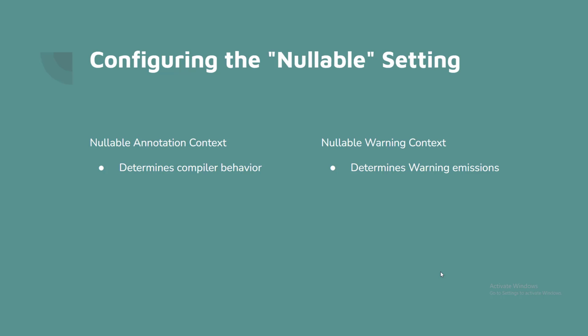So one determines the compiler behavior, and one determines the warning emissions. And it's probably not useful to try and separate those 2 in your brain. Just turn them both on with the enable setting.